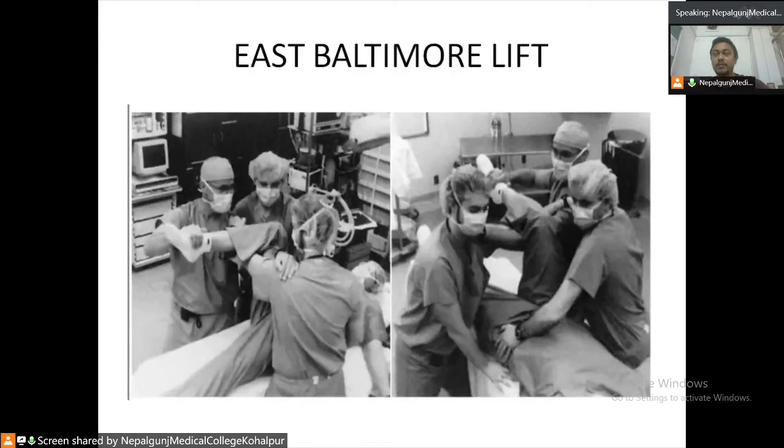In the earlier methods, we need only two individuals for performing the method. But in this process, the East Baltimore lift, we need three surgeons. So we make a fulcrum over the knee, and we manipulate the femoral head, and we try to do the reduction.